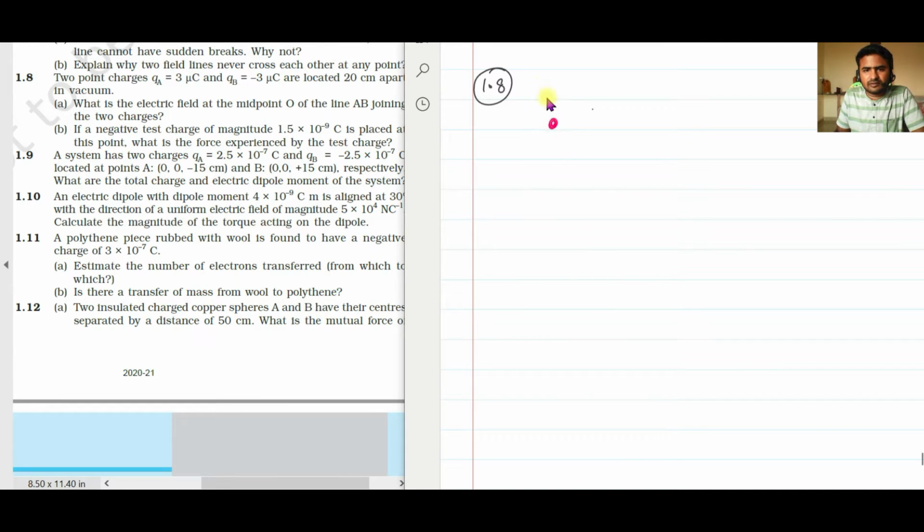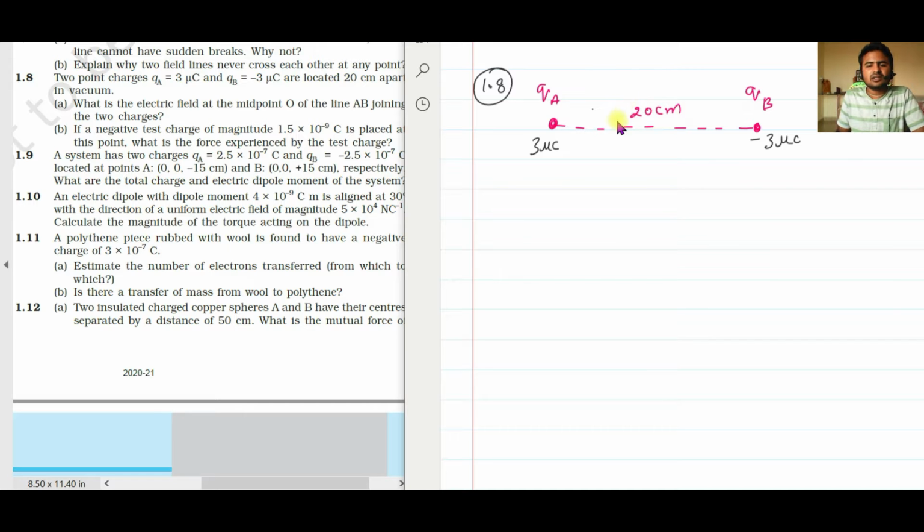Very simple. You have been given two charges QA and QB, and the separation between them is 20 centimeter. One of the charges is 3 microcoulomb and the other charge is minus 3 microcoulomb. Now this is kind of an electric dipole, but here the distance between these two charges is 20 centimeter.